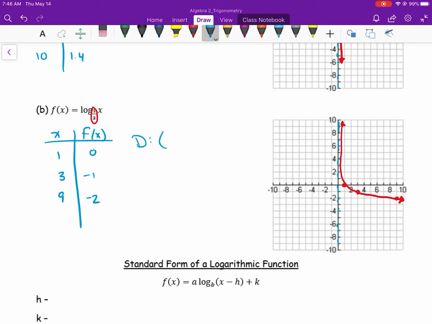And my domain is for my vertical asymptote of 0. The graph's going to the right makes it positive infinity. My range, it goes up and down in all directions, so it's all real numbers. Negative infinity, positive infinity.